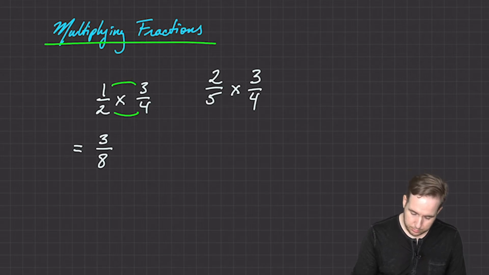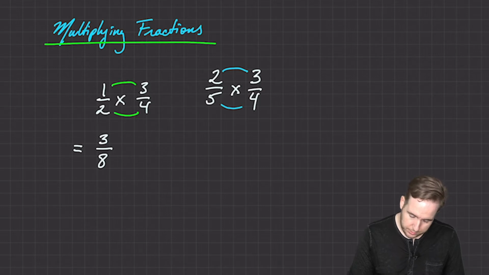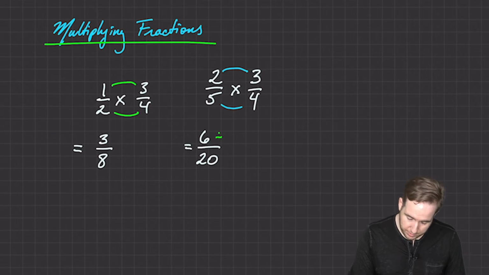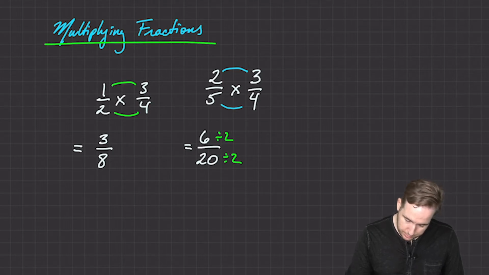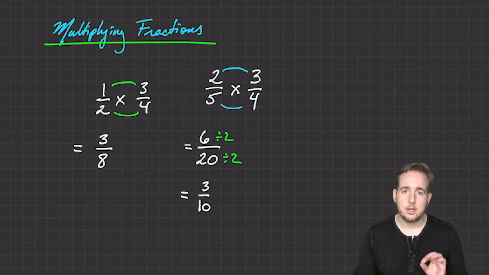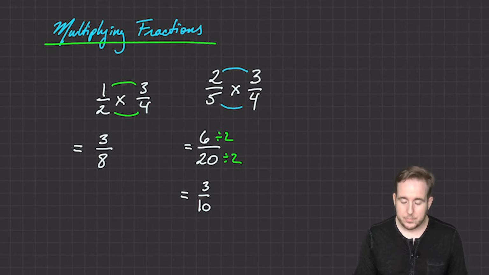So again, I'll do the tops multiplied together, the bottoms multiplied together. 2 times 3, so this is 6. And on the bottom, this is 20. Okay? But now, as we discussed before, this is a fraction that needs to be reduced. So I need to divide this by 2. I need to divide this by 2. Okay? And this is 3/10. And again, I could convert that to 0.3 as a decimal, but I'm in high school. I like the fraction better.